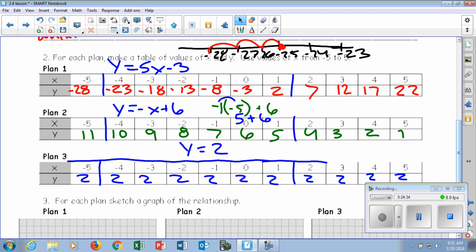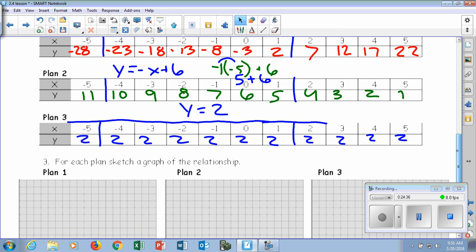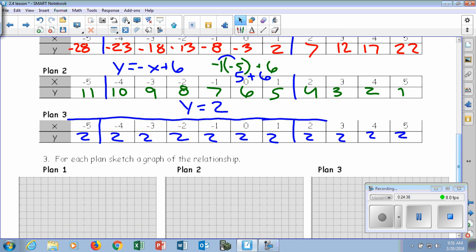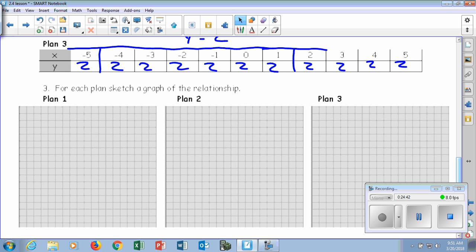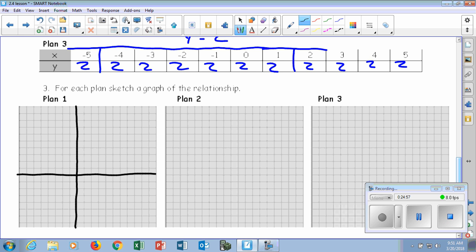They show us different ways to graph. We're basically using the table that we just created up above to create 3 different graphs now. So if I create this graph for plan 1 over here on the left, I'm going to create my y-axis. And I'm going to put my x-axis about here. And all I'm going to do is plot the points that we just created in the table.